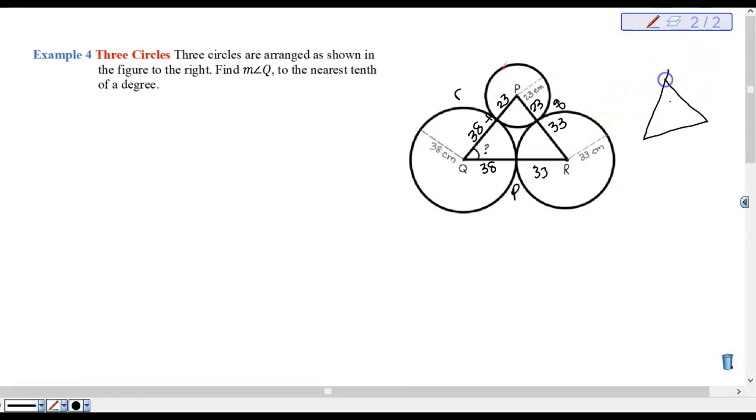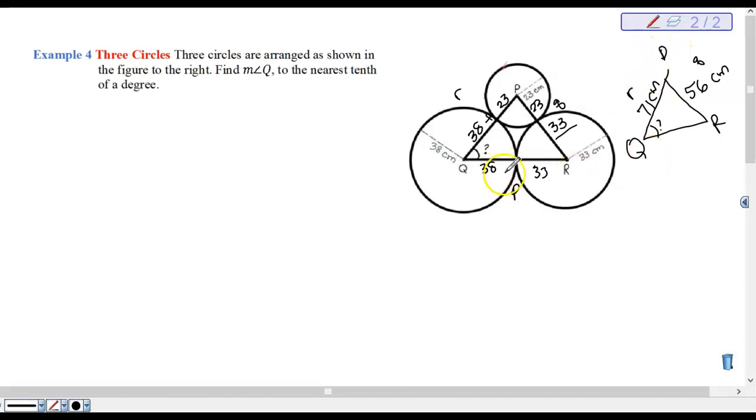So I think I'll just do that over here. I'll just draw another picture here. So 23 plus 33, I'm just going to add those together. That's 56 centimeters. And this is going to be side Q, and this is angle Q, which is our focus here. We're trying to find that measure. Okay, 38 plus 23 is 71 centimeters, so that's going to be angle P there. And so this is going to be side R.